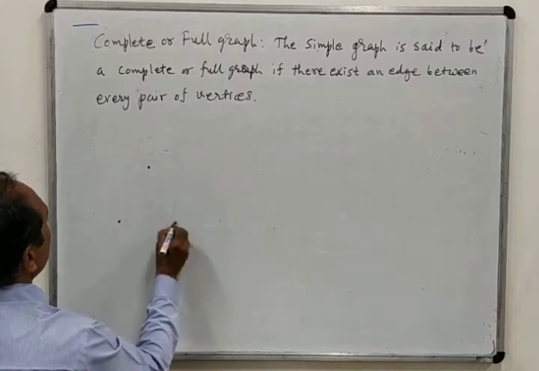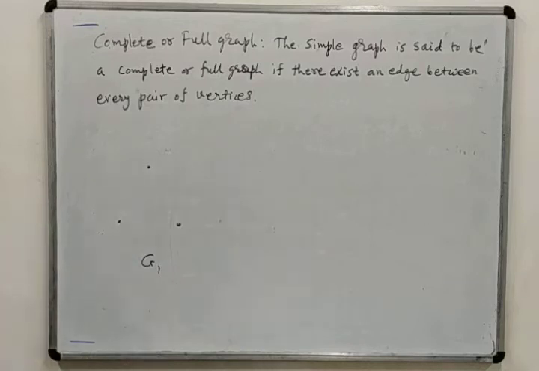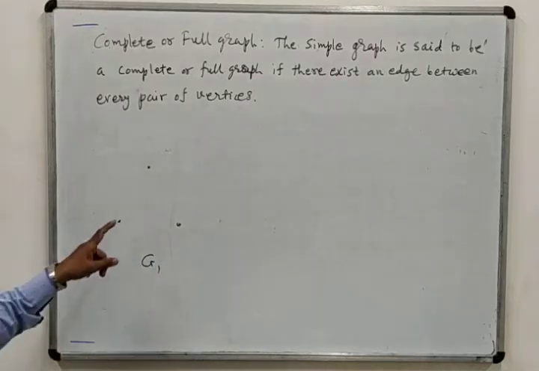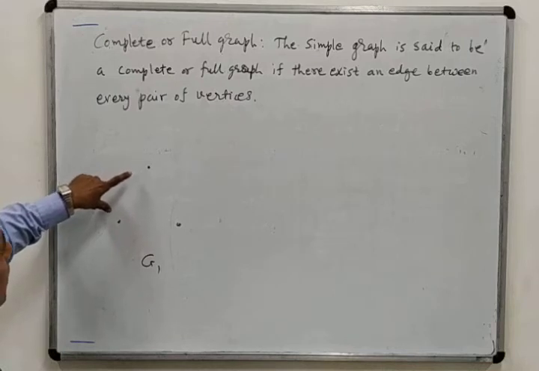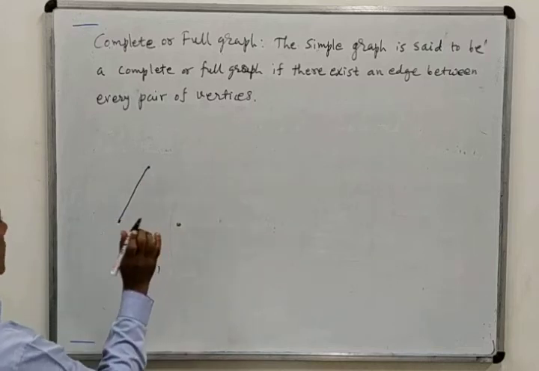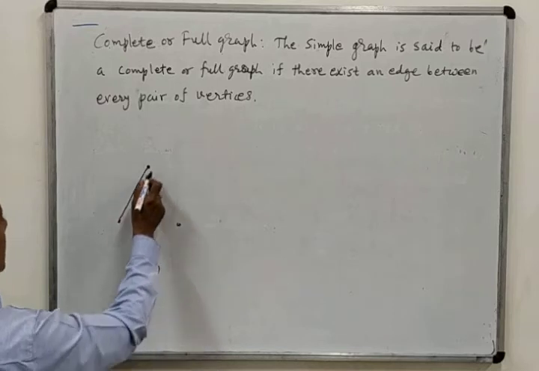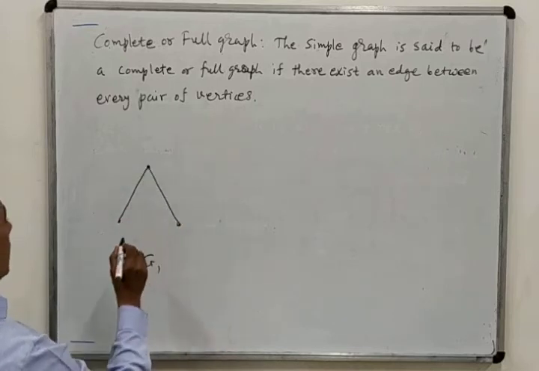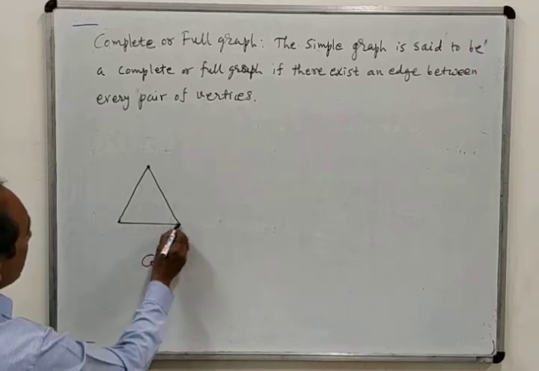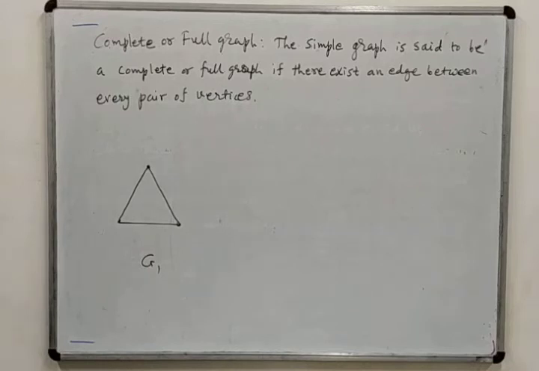Suppose we consider a graph with 3 vertices. Suppose it is G1. So there are 3 vertices. As we told you, there must be an edge between every pair of vertices. So if we draw only this graph, then this is not a complete graph. This vertex must be joined with this vertex and with this vertex. This vertex must also be joined with the other two, and this vertex is also joined with both the other vertices. So this is the complete graph of 3 vertices.